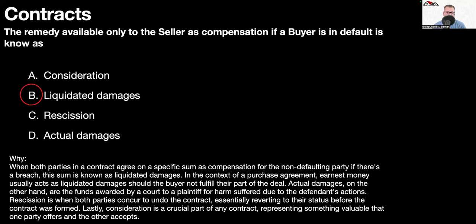Rescission is when both parties concur to undo the contract, essentially reverting to their status before the contract was formed. Lastly, consideration is a crucial part of any contract, representing something valuable that one party offers and the other party accepts.